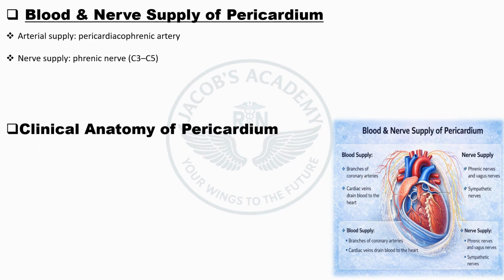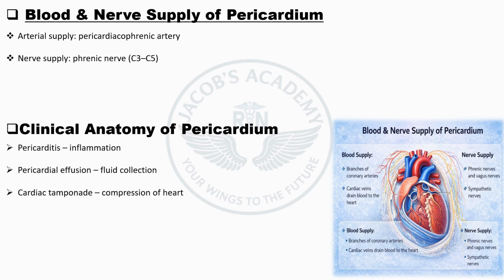Now let us understand the clinical anatomy of the pericardium. Pericarditis is the inflammation of the pericardium, and it may cause chest pain and discomfort, especially during breathing. The second one is pericardial effusion. It refers to the abnormal accumulation of fluid in the pericardial cavity, and excess fluid can restrict normal heart movement.